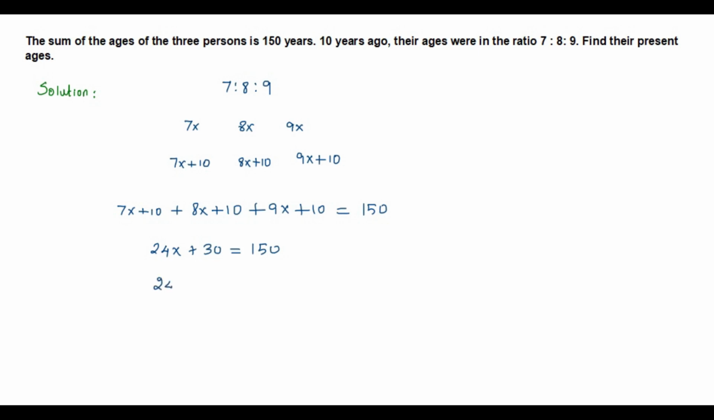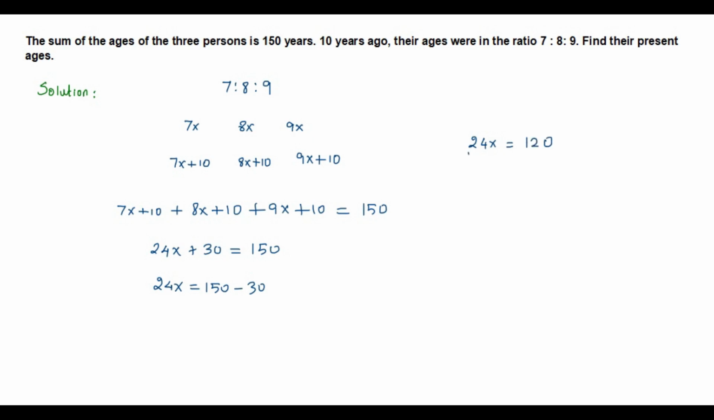So we get 24x is equal to 150 minus 30, because I am taking this 30 plus 30 to the right side, it will become minus 30. So 24x is equal to 120.